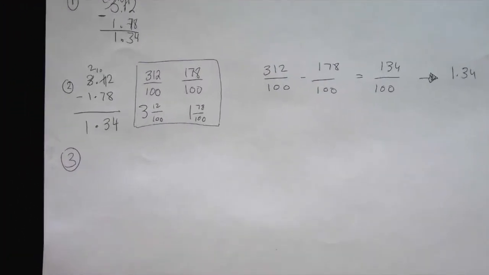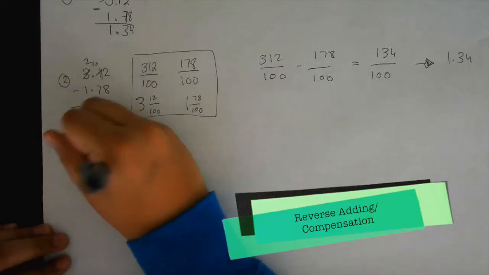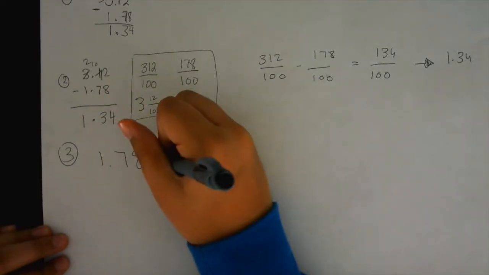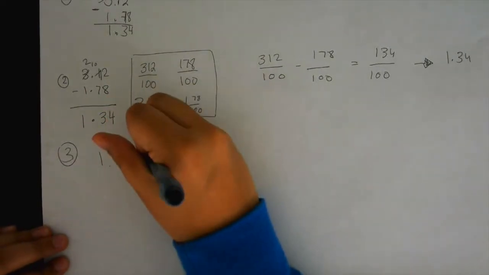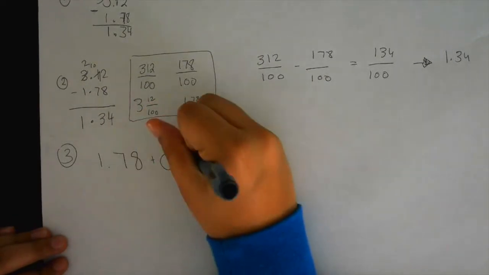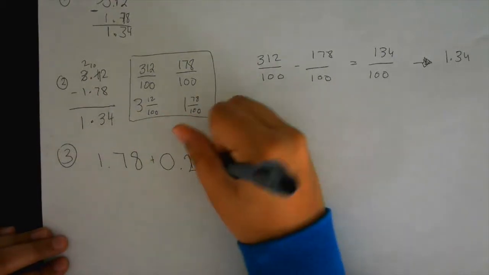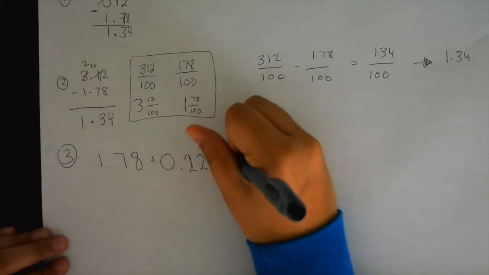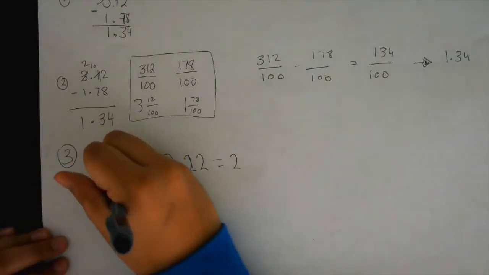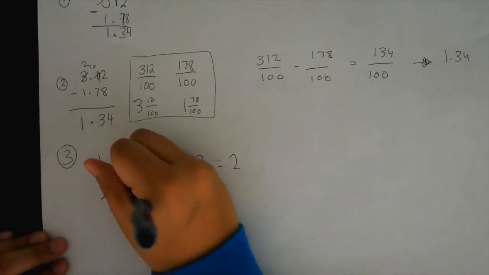Taha, come on. So what we did, we did reverse adding. So we started from 1.78. So then we try to get to the nearest whole number. So we added 0.22, and then we got 2. Then we went from 2, and we wanted to go to the next number. So we added 1 to go to 3.